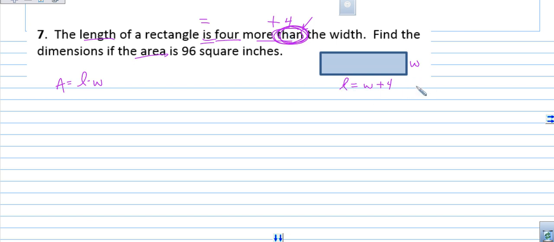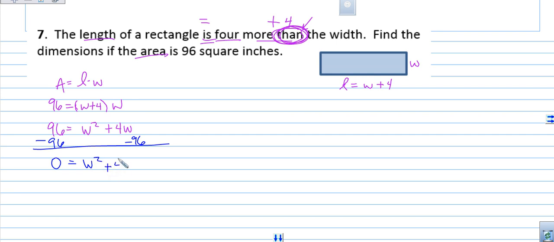And so, how do you find the area? Well, the area, remember, is length times width. So I really have W plus 4 times W equals our area, which is 96. And so I get 96 equals W squared plus 4W. Well, I see that square in there. I know I need to get everything to one side, so I subtract 96 from both sides. That gives me my 0, which is what I need. W squared plus 4W minus 96.